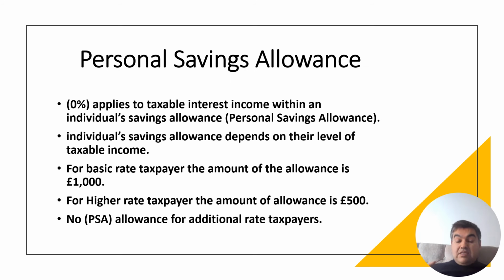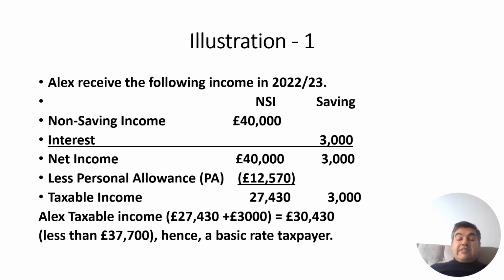However, the most important part is the personal savings allowance. There's a £1,000 savings allowance for an individual paying tax at the basic rate, and a £500 savings allowance available for an individual paying tax at the higher rate. There is no personal savings allowance for individuals paying tax at the additional rate, which is 45% in the UK. Here's an example for a basic rate taxpayer.